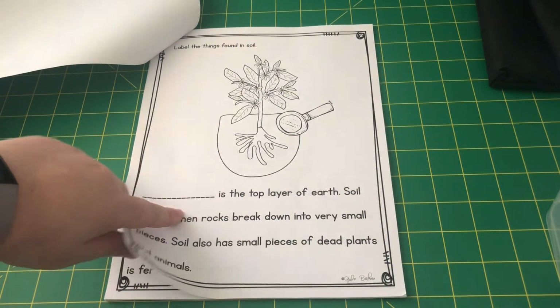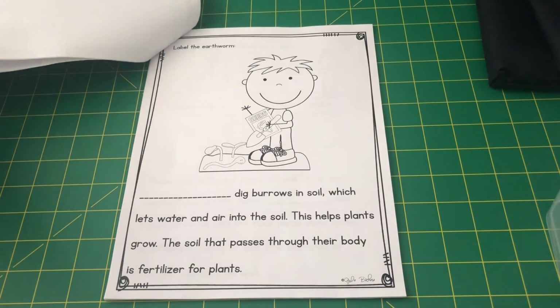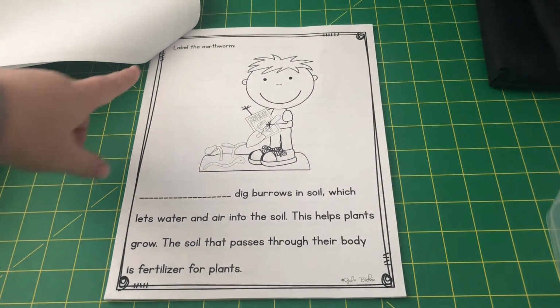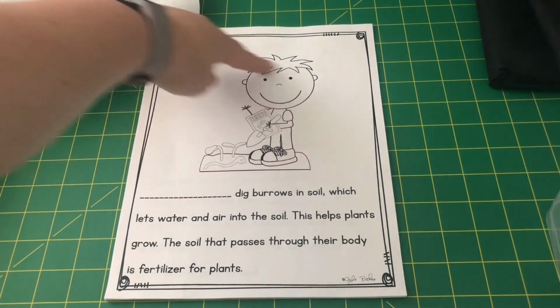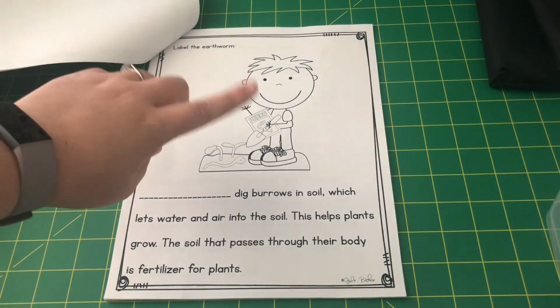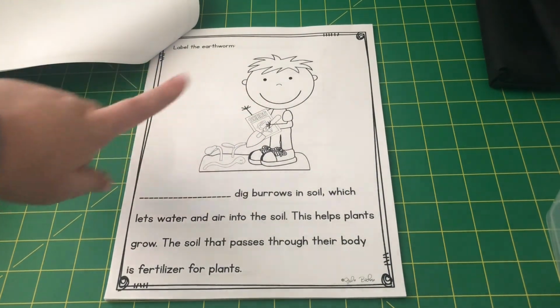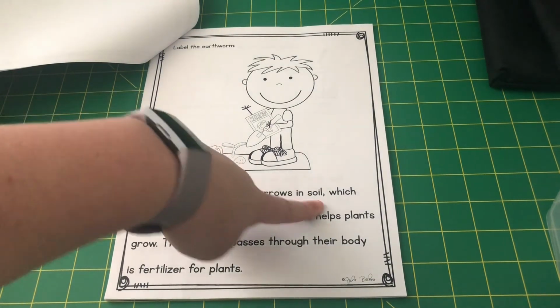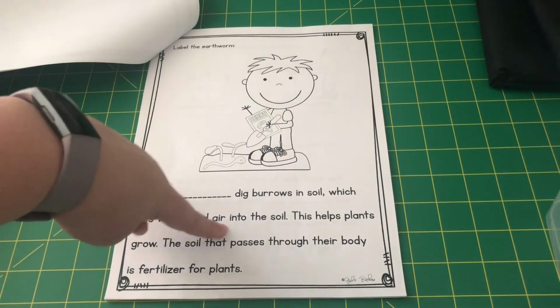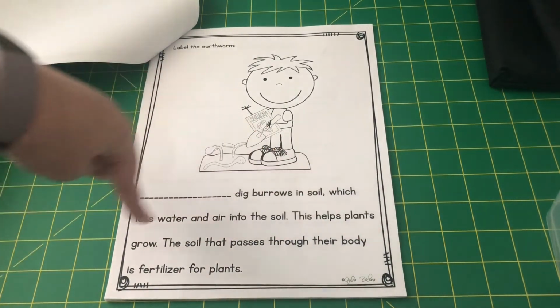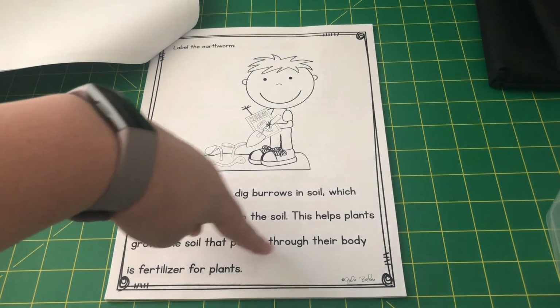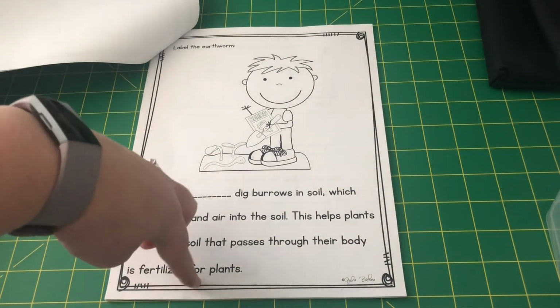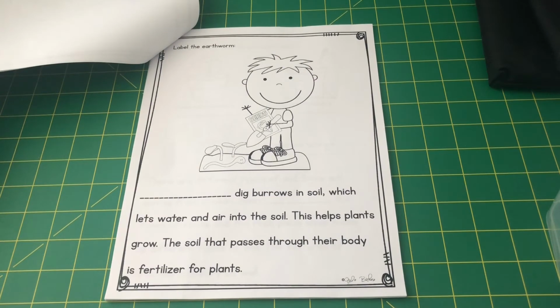Once you've done that, we're going to turn our page again, and we're going to be on this page. Okay, and it says label the earthworm. So in this picture, I want you to draw an arrow pointing to the earthworm in this picture. And then we're going to fill in the blank again. Blank, dig burrows in soil, which lets water and air into the soil. This helps plants grow. The soil that passes through their body is fertilizer for plants. Okay, so I want you to fill in that blank.